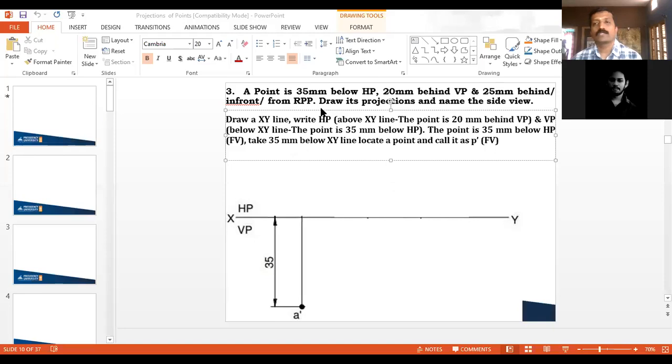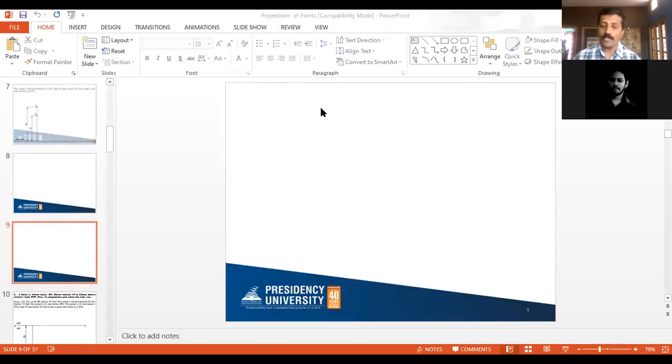So before starting the exercises, let me give some more hints for you. Above HP means, while drawing, we have to draw it above the XY line. Below HP means, while drawing the projection, we should take it below the XY line. Similarly, in front of VP means we need to draw below the XY line. Behind VP means we need to draw above the XY line.